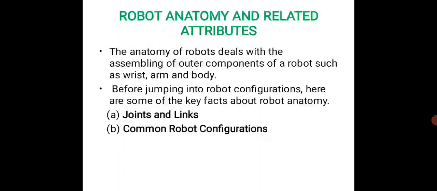So what is robot anatomy and what are the related attributes? When I talk about the anatomy of robots, it deals with the assembly of outer components of a robot, such as wrist, arm, and body. So you can imagine ourselves. Suppose I take a hand, we have a wrist, we have an arm, and we have the fingers. Similarly, the very important components over here are joints and links, and based on this the different configurations are made.